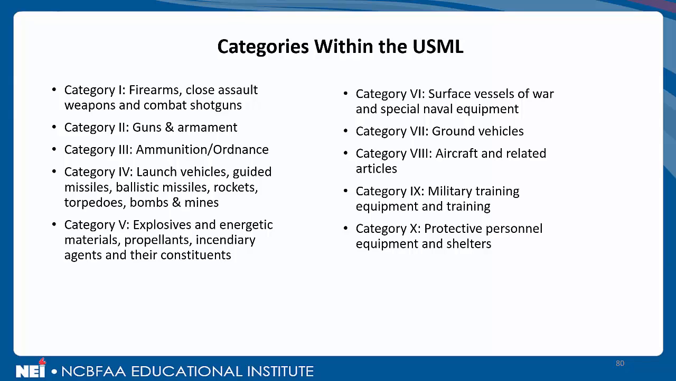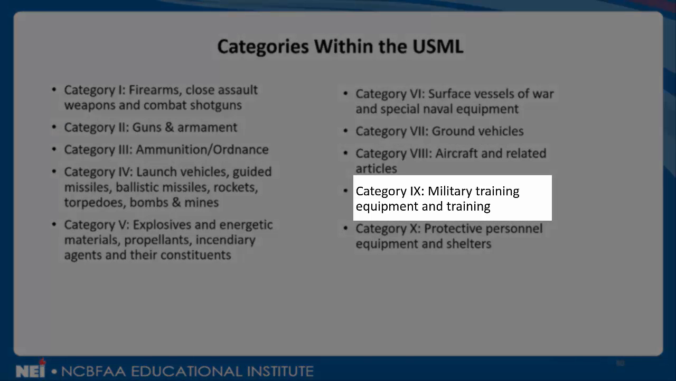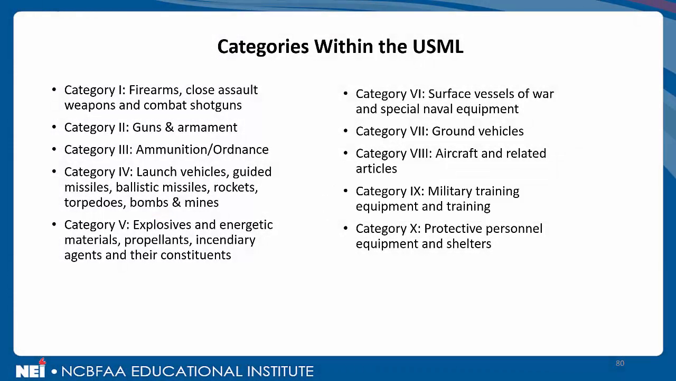Category 9, military training equipment and training. Category 9 is an interesting one because we're talking about training equipment as well as the training itself. You'll recall, we've said a bunch of times, we're not just talking about articles, tangible goods under the ITAR, but defense services and technical data. Training is considered a type of defense service. Category 10, protective personnel equipment and shelters.